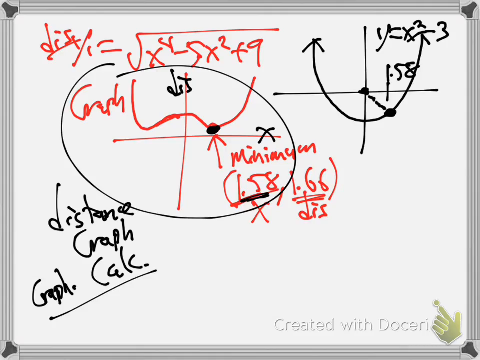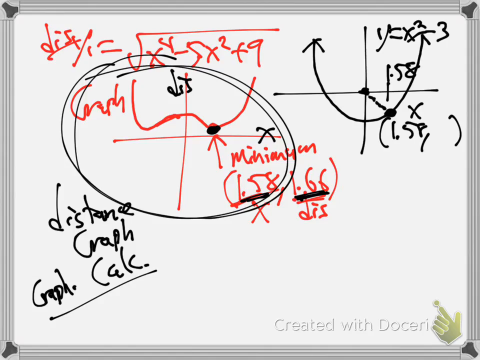Smallest distance, minimum distance. So he's 1.58, but that's his x. I don't know what his y value is on the original graph. The y value on the graphing calculator distance graph is 1.66, but that's a distance. Everybody see what's going on? See how we got two graphs really going on? The original graph, and then the graphing calculator distance graph. So just keep in mind, this is a distance graph.